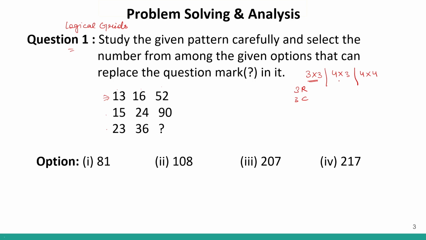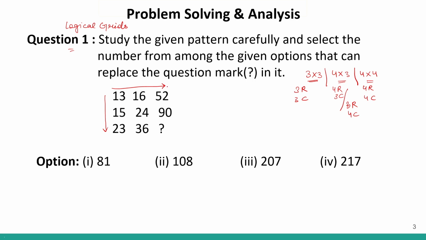Correct? Then there was 4 into 4. 4 into 4 means 4 rows and 4 columns. Then 4 into 3 can be either 4 rows and 3 columns, or it can be 3 rows and 4 columns, either of the two cases. So this was logical grids. And how did we solve questions on logical grids? Basically, certain operations were done in a particular row or in a particular column. So either operations were done like this in a particular column or in a particular row. And based on that, we used to solve the question.